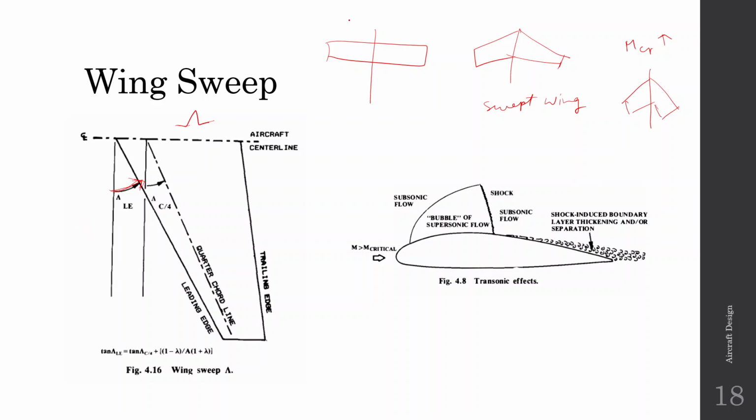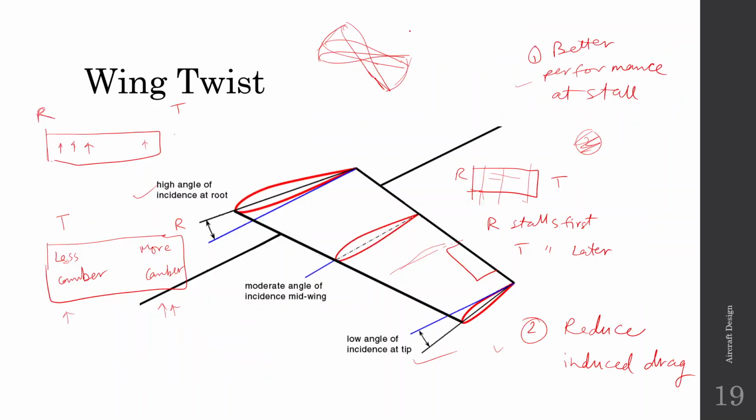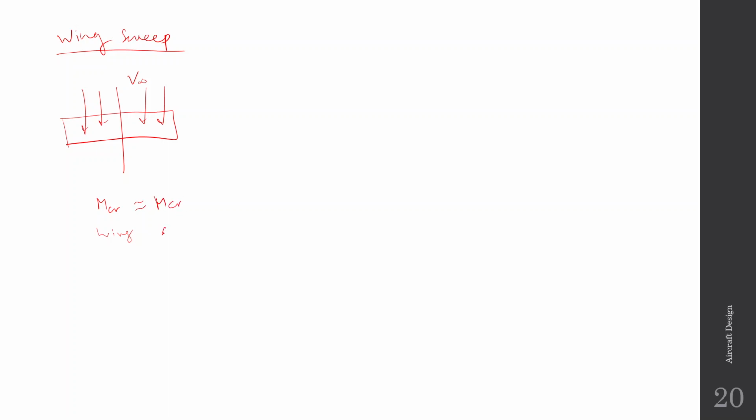And so in an unswept wing, when the flow approaches the wing, okay, the approaching flow is equal to the v infinity. Okay, so the MCR, the critical Mach number of the wing, will be equal to the critical Mach number of the aerofoil. It will be approximately same as the critical Mach number of the aerofoil.